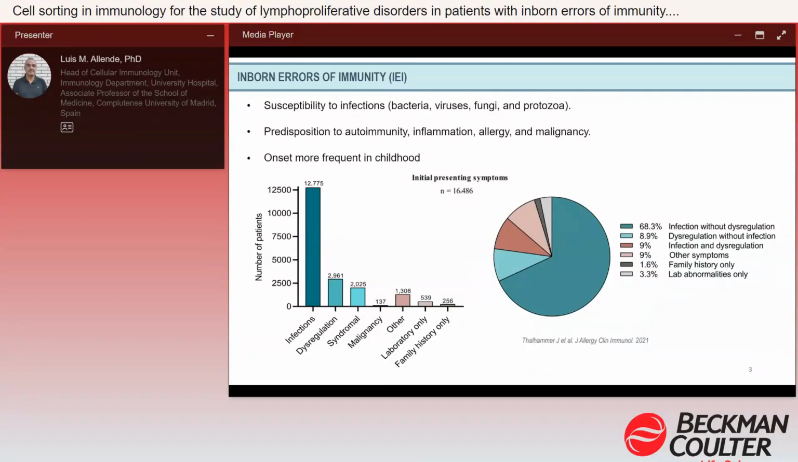Due to the genetic origin of most of these diseases, symptoms usually appear at the first stage of life, and diagnosis is commonly made during childhood. This early diagnosis allows the establishment of a tailored treatment and appropriate genetic counseling to achieve considerable improvement and even cure these patients. Overall, 60% of patients initially presented with infections only, 9% with immune dysregulation only, and 9% with a combination of both infections and immune dysregulation. Two-thirds of patients with primary immunodeficiency presented before the age of 6 years.